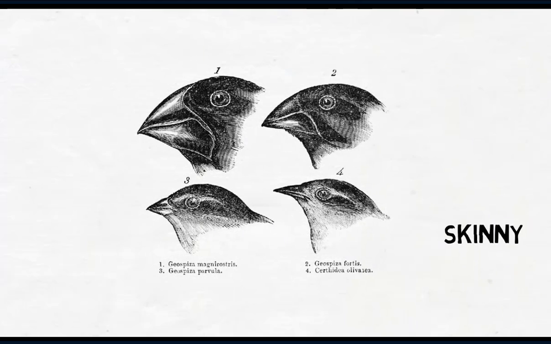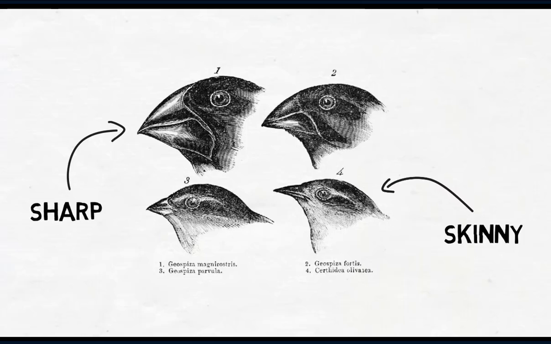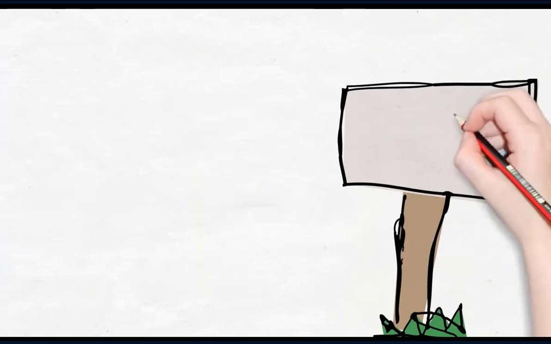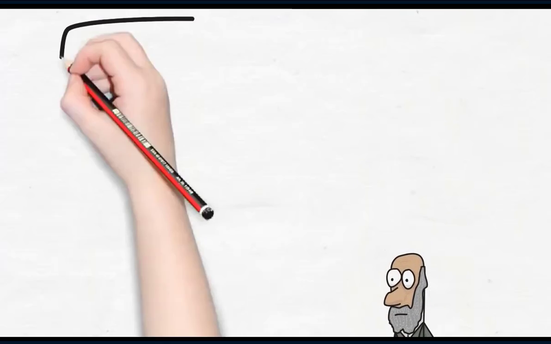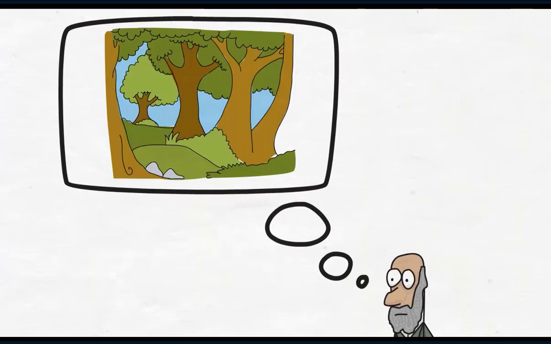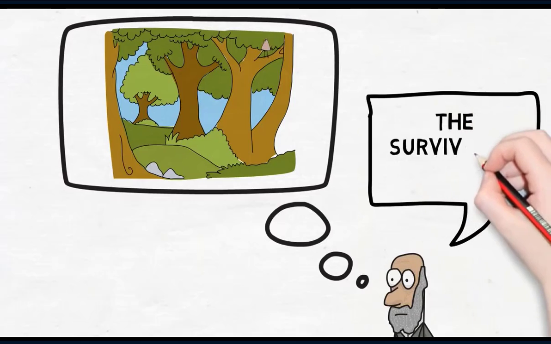The finches who ate insects had skinny, pointed beaks, so they could pick them up better, and those that ate hard fruits had beaks that were sharp, so they could get through the skin. Darwin decided that there was only one way that this could have happened. The birds must have adapted to their environment over time. This led into another idea, which he called the survival of the fittest.